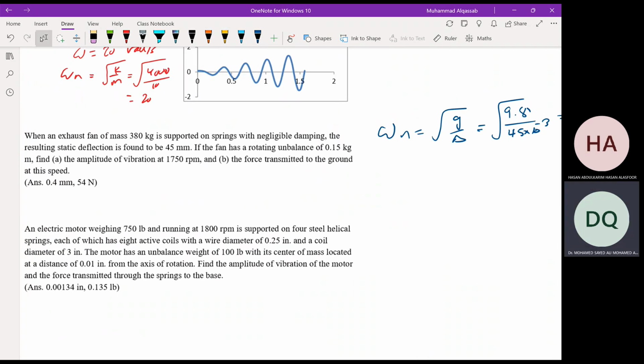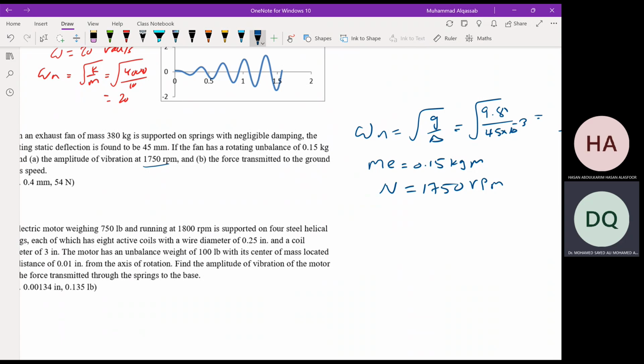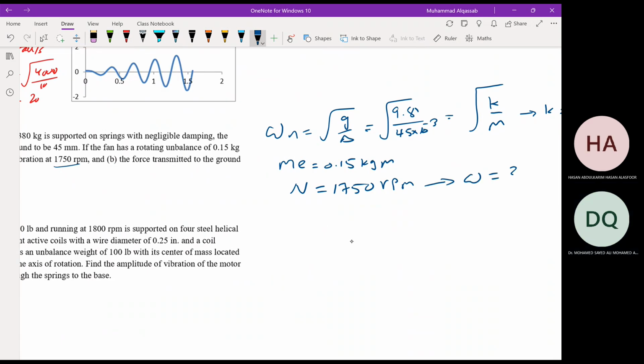So this is the system. The rotating imbalance is 0.15 kilogram meter, which is ME. And the speed is given as N equal to 1750 RPM, which is revolutions per minute, from which we can find omega. Omega is 2 pi N over 60 to convert it to radian per second.